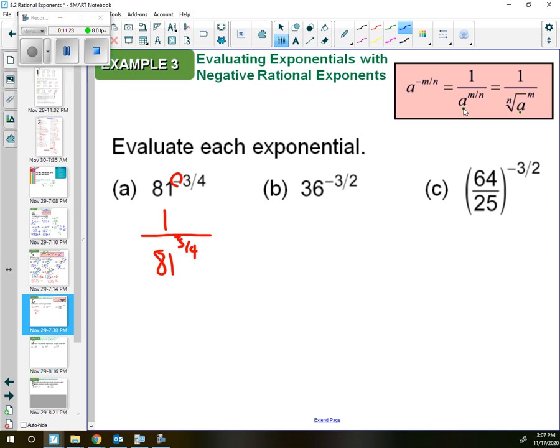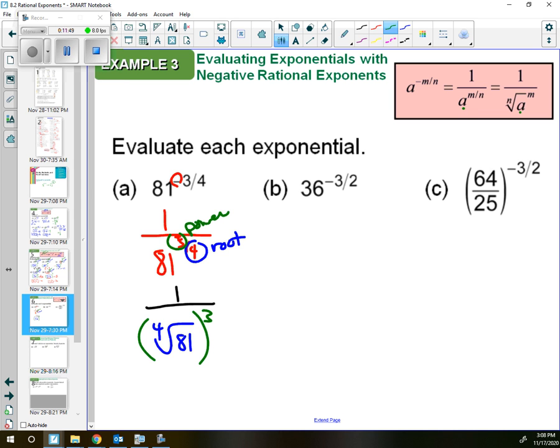All right, now remember, the bottom number in a fractional exponent is the root still, and the numerator is the power that I'm going to raise it to. It's just that that answer is going to be in the denominator of this fraction. So I'm going to have 1 over, and I'm going to be taking the 4th root of 81, and then raising it to the 3rd power.